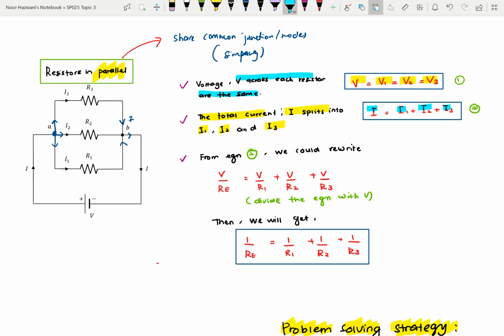Okay, daripada equation 2 ni, kita tahu V equals to IR, Ohm's law. So I is equal to V over R.